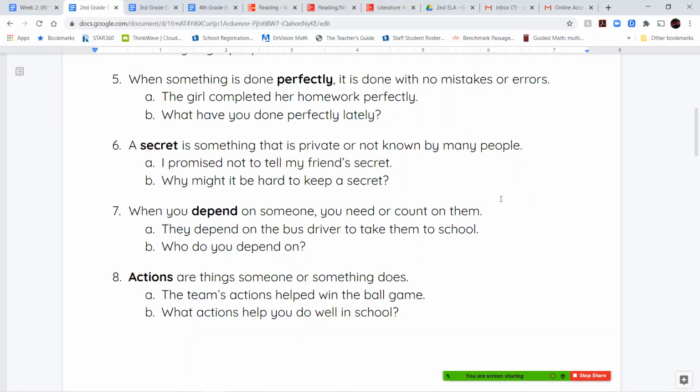And your last word is the word actions. Actions are things that someone or something does. An action is a thing that you do. So running or jumping or walking or reading or writing or smiling or laughing, all of these are actions. So an example sentence is, the team's actions helped win the ball game. Maybe their actions were that they were all working together. They were all following directions. Or you can ask, what actions help you do well in school?